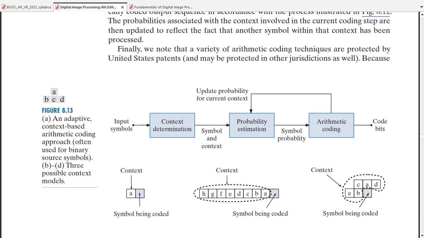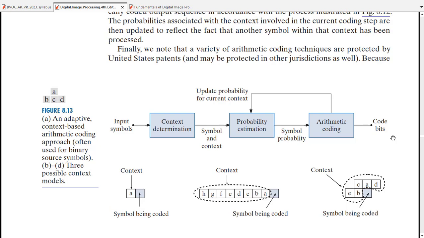This is the input symbols, the context determination, probability estimation, and then arithmetic coding. So the input symbols will be the inputs. What are the symbols and context should be separable based on this probability, and then the symbol probability will be continued from arithmetic coding, and the reverse of this updated probability of a current context.